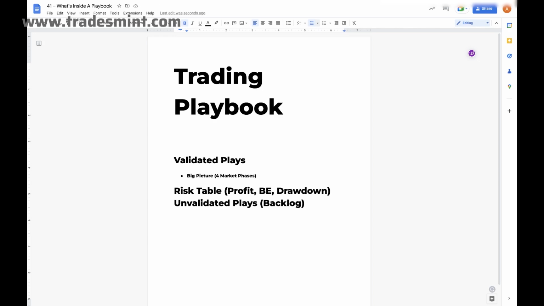Okay. So for me, I use the 4 market phases. For you, you may want to say the big picture is rallying. The big picture is bearish. The big picture is ranging, right? So what is the big picture?